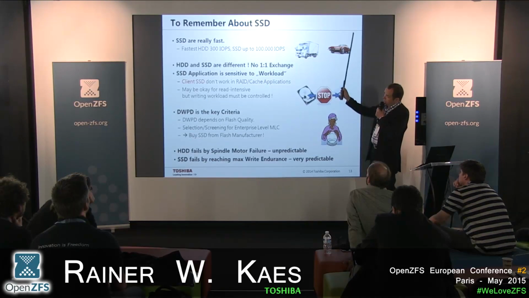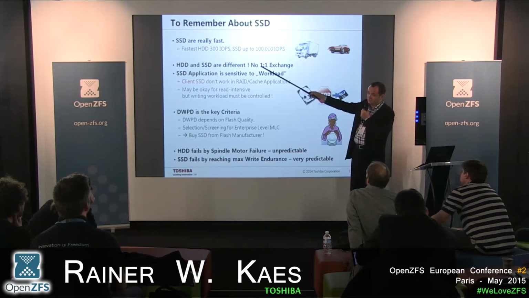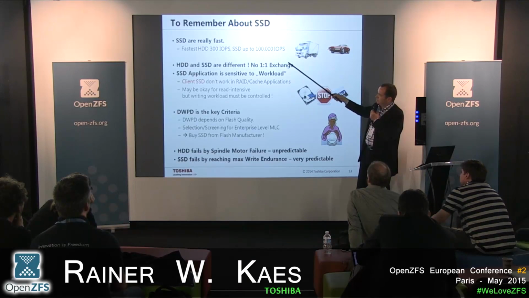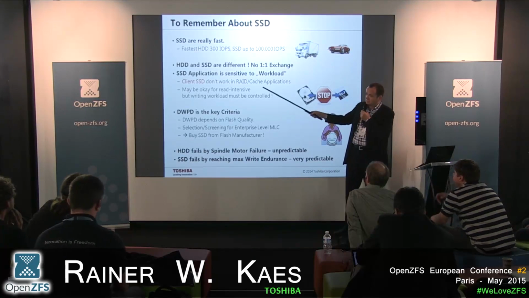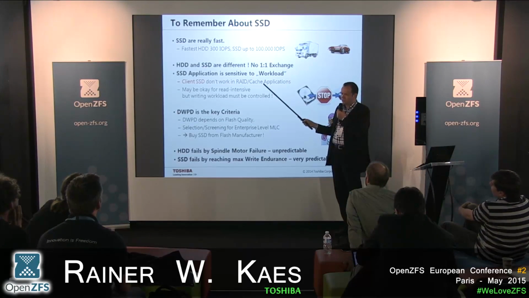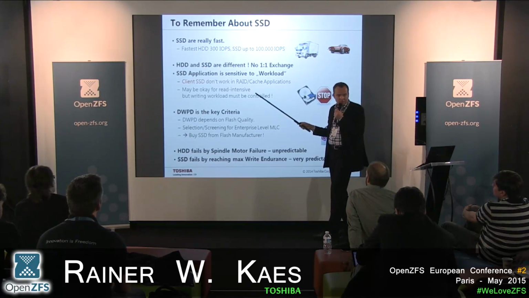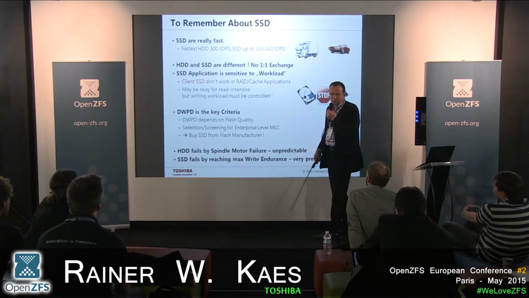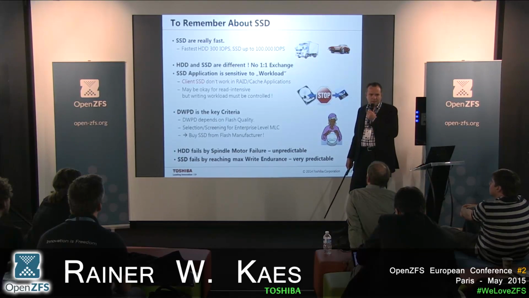So to summarize, we are using SSDs because they are fast. We need to understand that HDD and SSD are different. A one-to-one exchange is not possible. The SSD application is sensitive to workload, and for the write workload, because we are consuming our amount of writable data in an SSD, and then it just stops. Well, the client SSDs, due to the low over-provisioning, don't really work in RAID or cache applications. They're okay for read intensive, they're okay for data center, they're okay for enterprise application, but the writing workload must be controlled, must be known, and should be monitored by checking the erase counter.